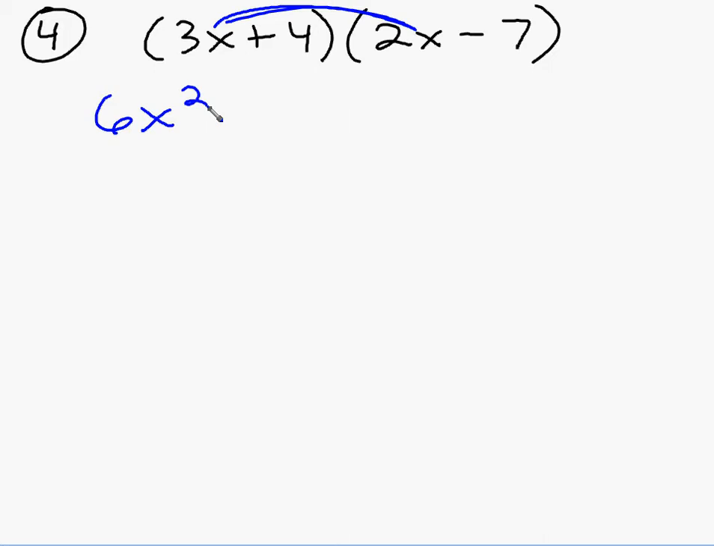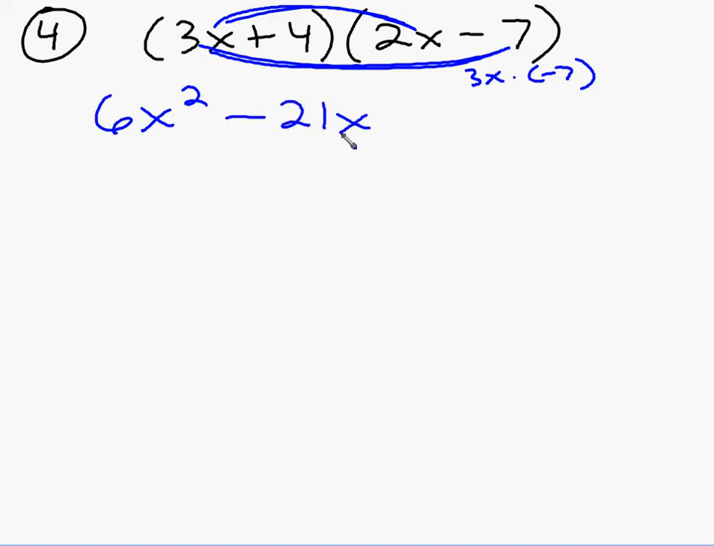Yeah, x times x is always x squared. Then I multiply the outside terms, which is going to be 3x times negative 7. Well, positive times a negative is a negative, so that's going to be negative 21x. Then I multiply the inside terms, which will be plus 8x. And then I multiply the last terms. The last terms are positive 4 times negative 7, so that's going to be negative 28.